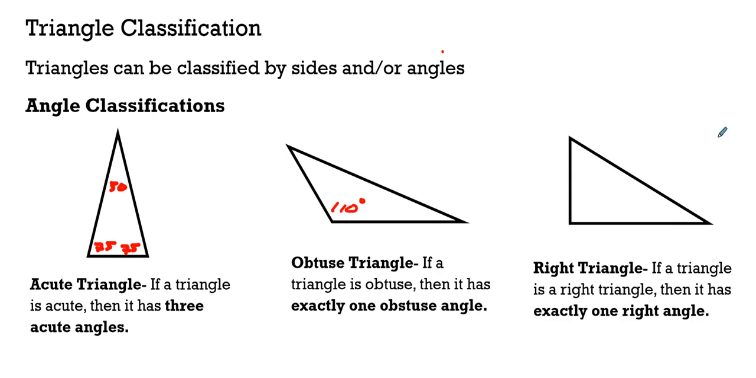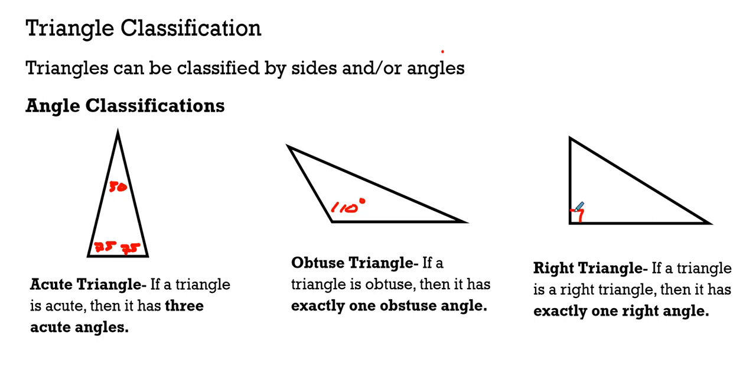Now, in the same manner that obtuse triangles only have exactly one obtuse angle, right triangles have exactly one right angle, and you have to communicate that.